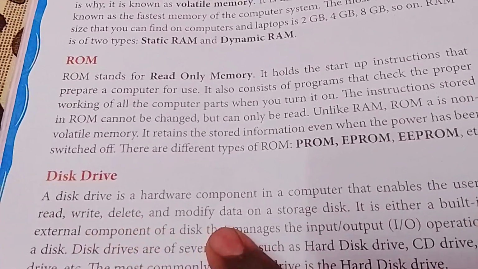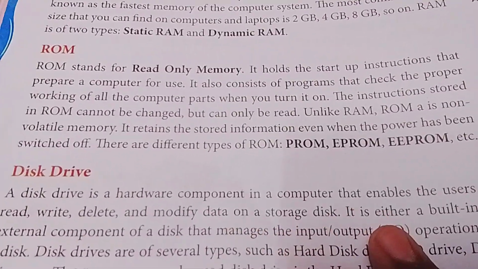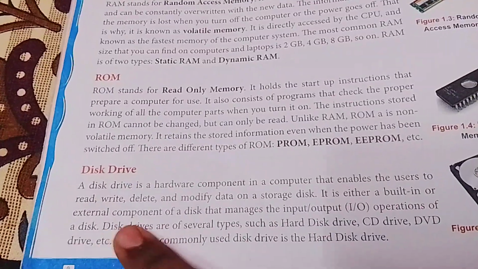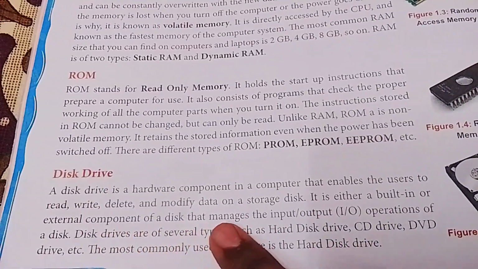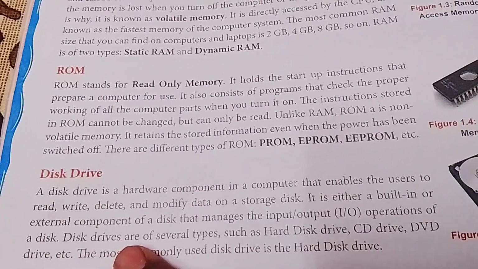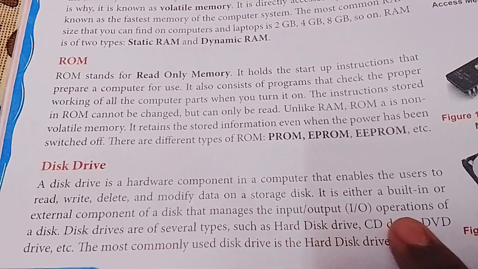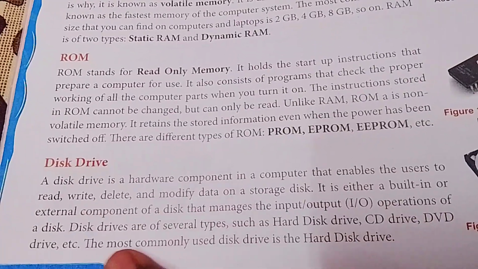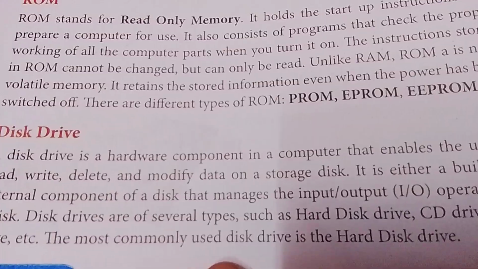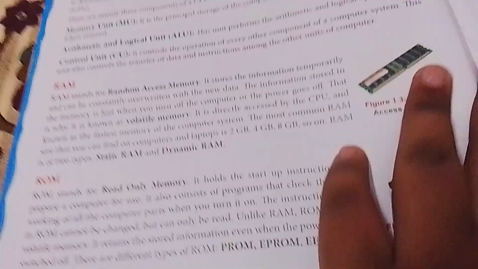Disk drive. A disk drive is a hardware component in a computer that enables the user to read, write, delete, and modify data on a storage disk. It is either a built-in or external component that manages the input-output operations of a disk. Disk drives are of several types such as hard disk drive, CD drive, DVD drive, etc. The most commonly used disk drive is the hard disk drive.